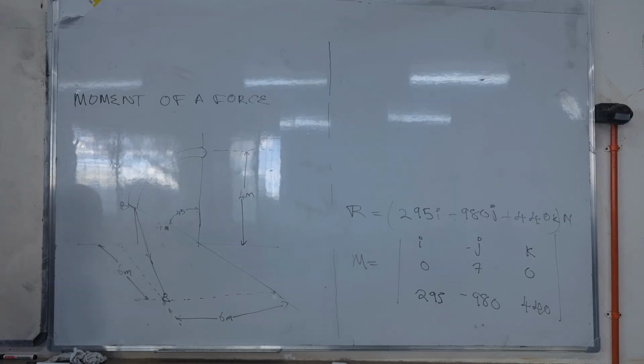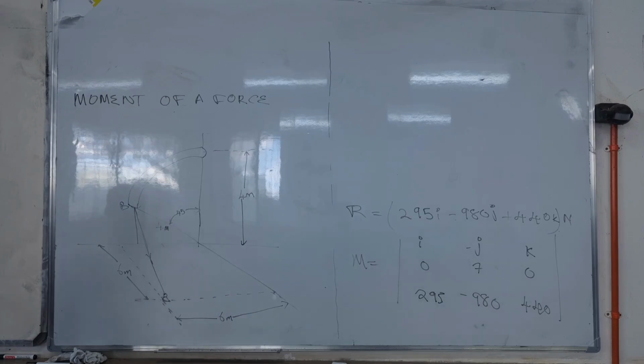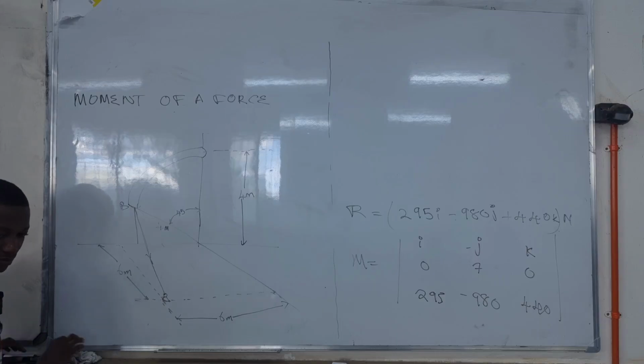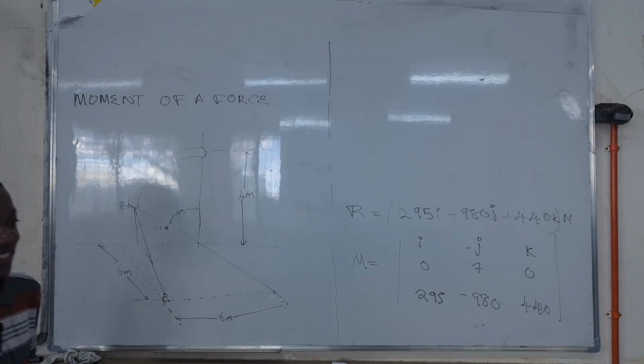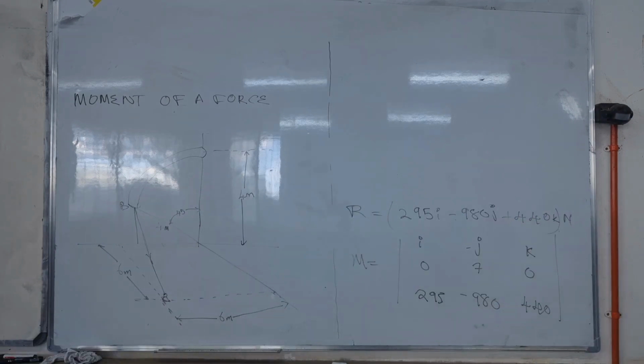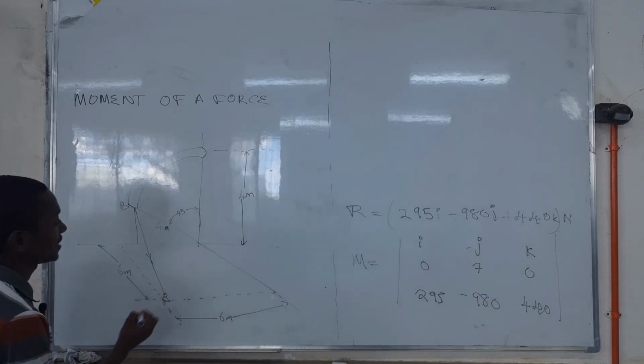Okay, what are we finding? Determine the moment of F about A. So F, this force, about point A. A is the origin. The origin is here.